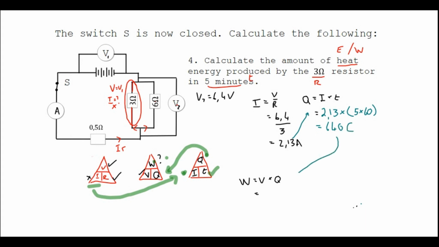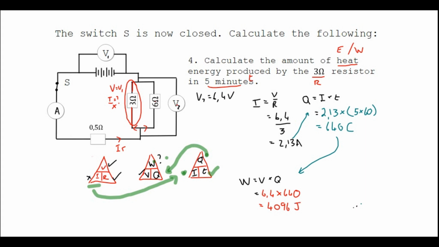Now we substitute that in there. And remember, we're looking for heat, which is work. It's energy. Alright, so we have voltage, which is 6.4, multiplied by 640. And you get an answer of 4096 joules.